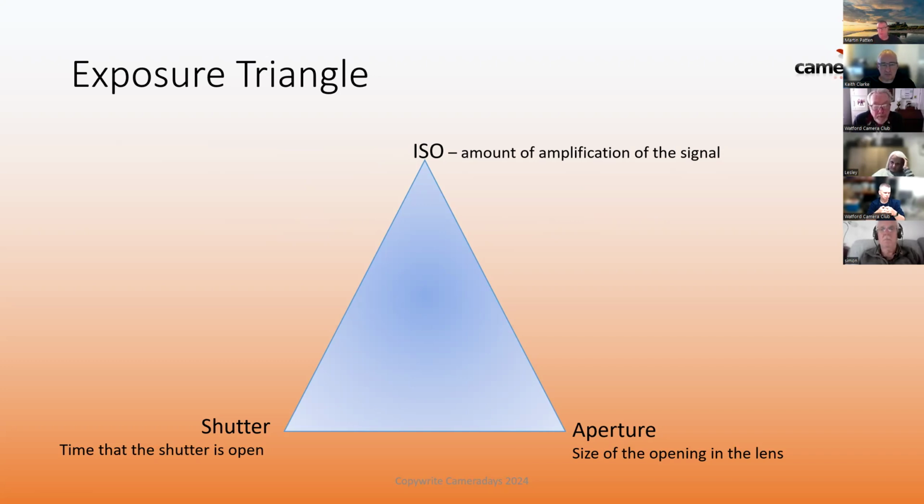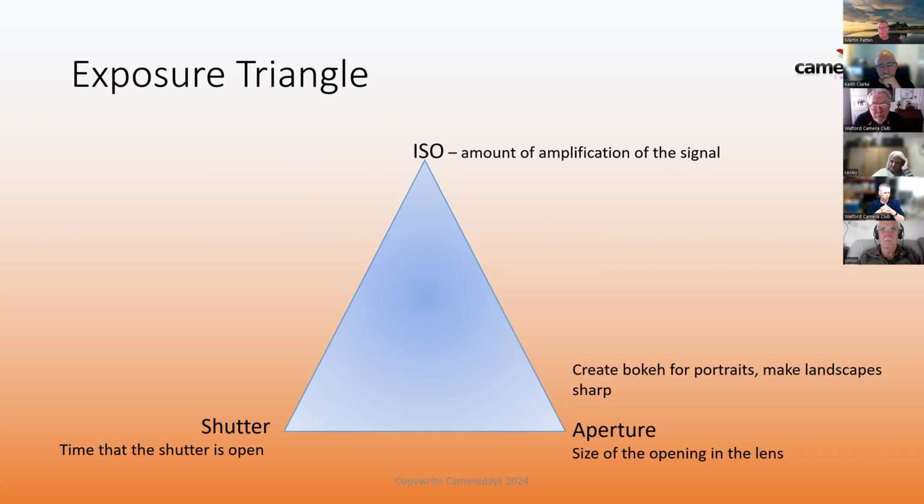We, of course, have the aperture. How big is the hole in the front of the lens? And then the piece we're really going to cover in the greatest detail is shutter, although I am going to start with ISO because it's kind of important. Shutter is how quickly the shutter opens and closes, and it controls how much light we get.